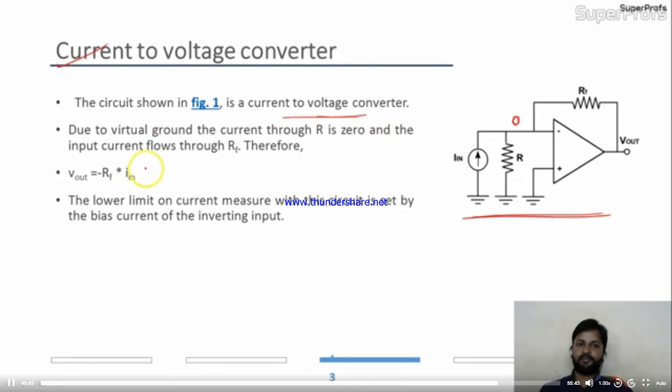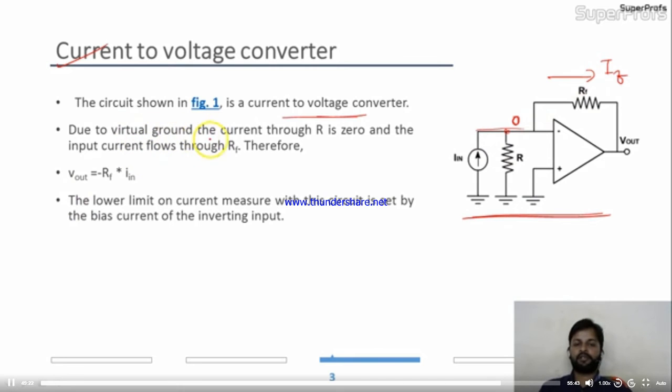Through R is 0 and the input current flows through RF. So if this is 0, there is no current in this, same potential difference. So this entire IN will go to this side. The current in this is IF. So IF will be equal to IN.